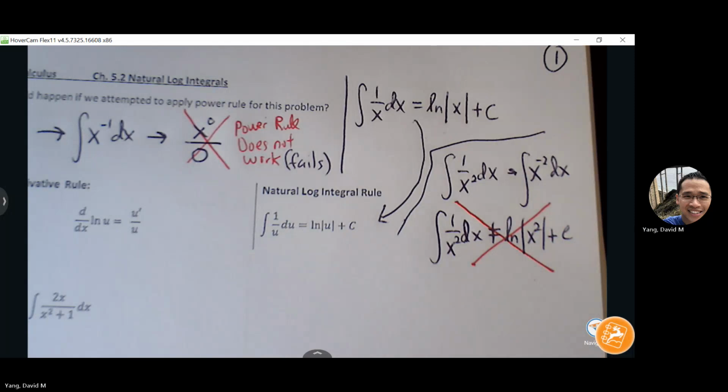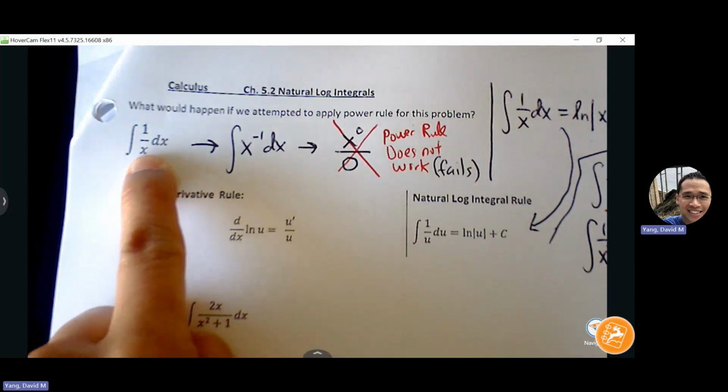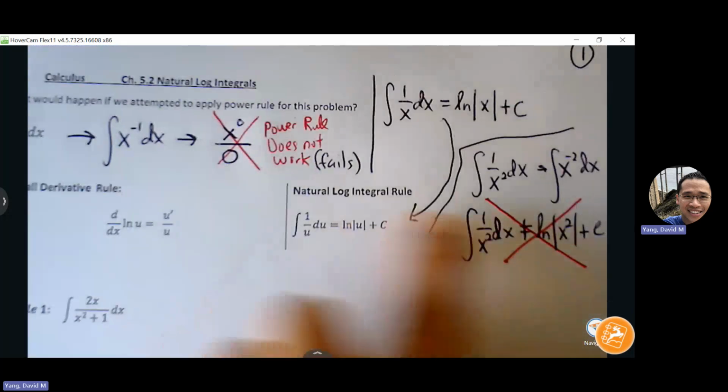We only do it if it's x to the 1 in the denominator. If it's any other power, you bring it up and you go through power rule.